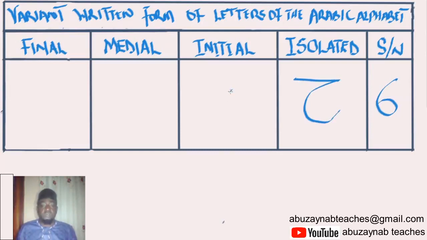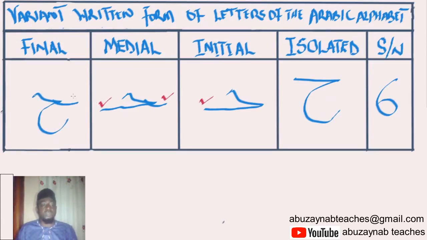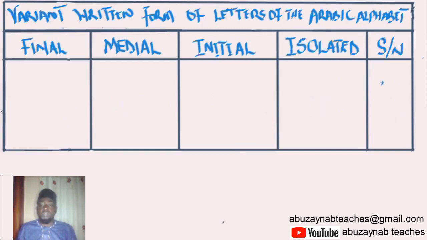Its initial form is written this way. Its medial form is written this way, and its final form is written this way. So letter H can be joined to a succeeding letter, can be joined to a preceding and succeeding letter, and can also be joined to a preceding letter only. The seventh letter in focus is H. This is the isolated form of letter H.